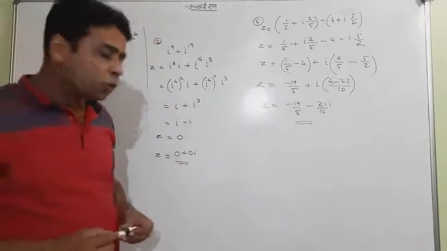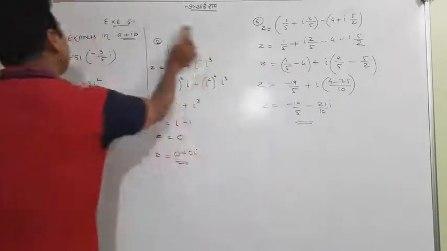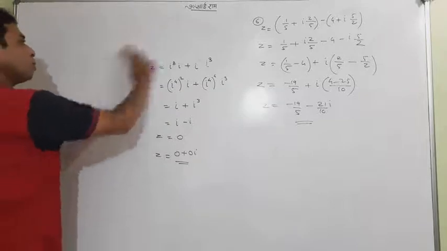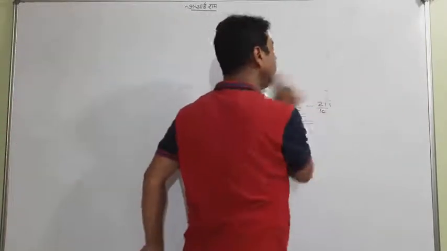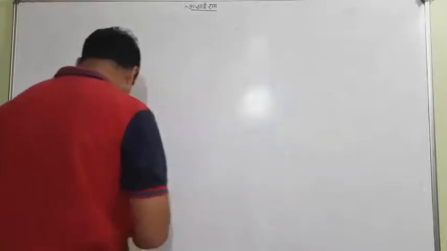So you just have to simplify. You don't need to be afraid of it. It's very simple properties of i. And I don't think there's any trouble here. Okay, let's look at the next.